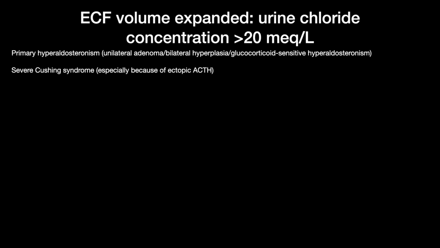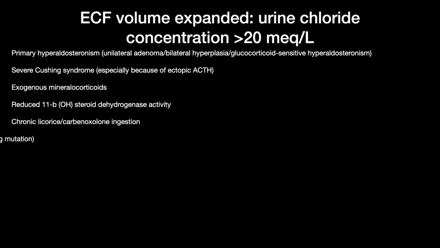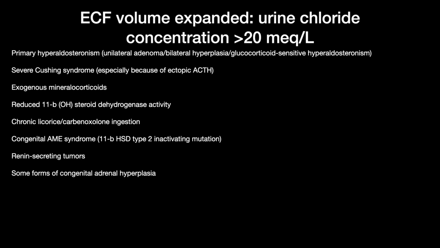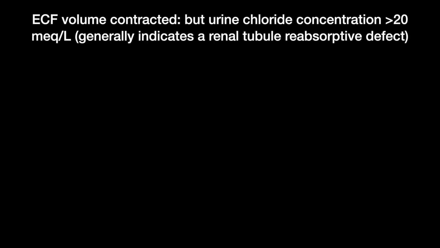So this is seen in almost all of the cases, whether it is severe Cushing, exogenous mineralocorticoid, reduced 11-beta steroid dehydrogenase, chronic licorice, which is an inhibitor of this enzyme, congenital AME syndrome, renin secreting tumors, some from congenital adrenal hyperplasia, 11 beta hydroxylase deficiency, 17 alpha hydroxylase deficiency, Liddle syndrome. All of these syndromes result in increased aldosterone effect, increased sodium retention, a volume expansion, low chloride, and alkalosis. Now these conditions are called chloride resistant metabolic alkalosis.